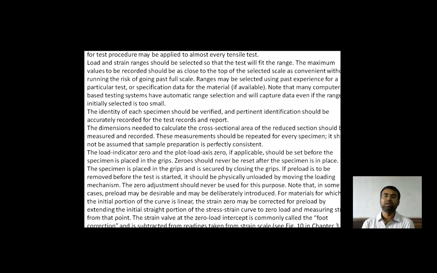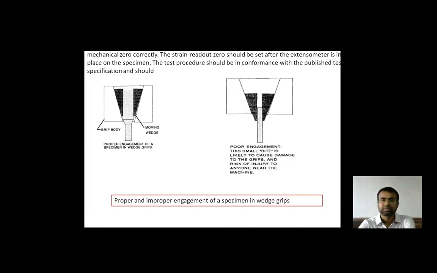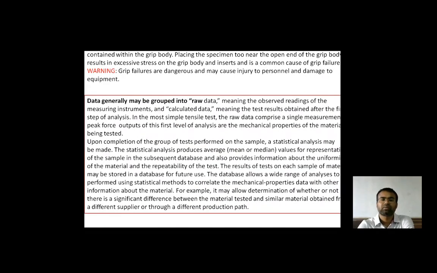Now, for material for which the initial portion of the curve is linear, the strain zero may be corrected for the preload, and this is how these things are to be shown. And this is the proper and improper engagement of the specimen in the wedge grip that is showing here. So finally, we are concluding these things with this particular slide, which you need to be following.